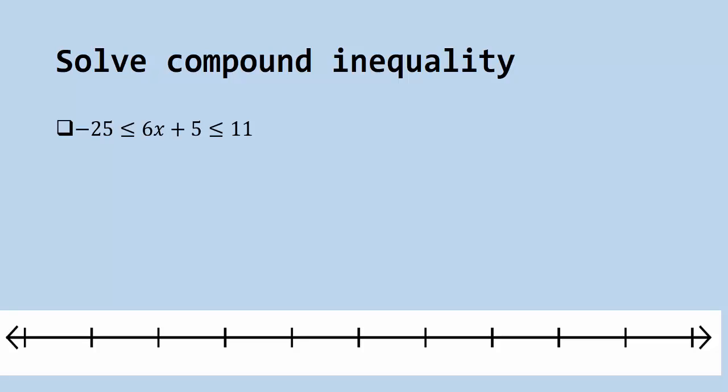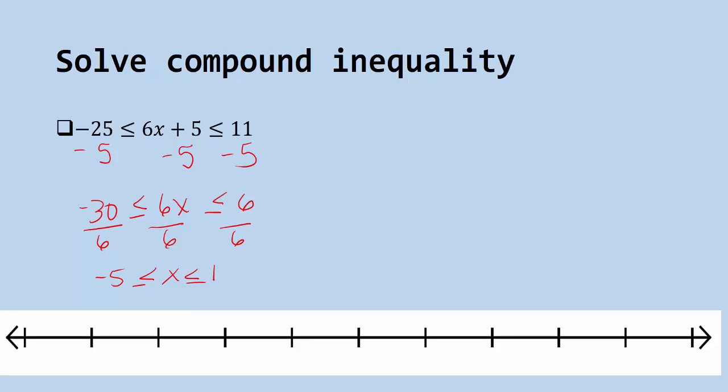One more compound inequality. Negative 25 is less than or equal to 6x plus 5 is less than 11. So we'll start with our algebra by taking the 5 from both sides. In the middle I have 6x. And on this end, negative 25 minus 5 is negative 30. So now finish the middle by dividing both sides and the ends by 6. And we get x is less than 1. It's less than or equal to negative 5.